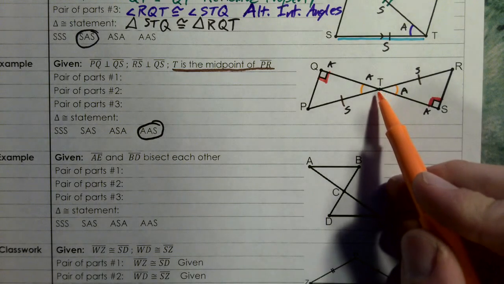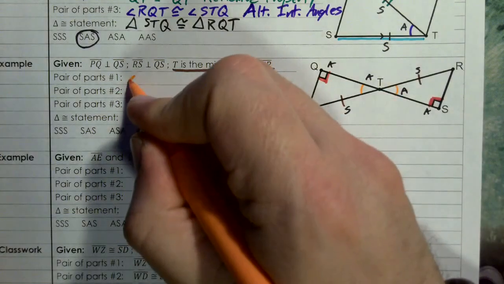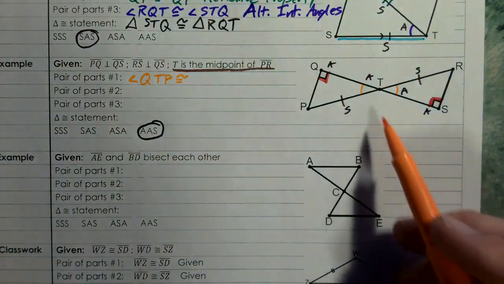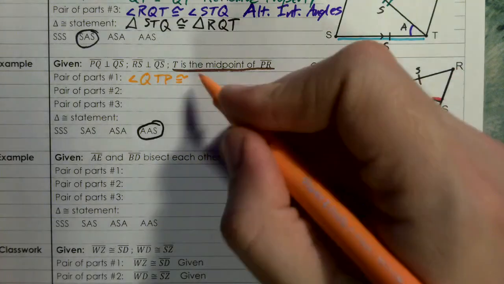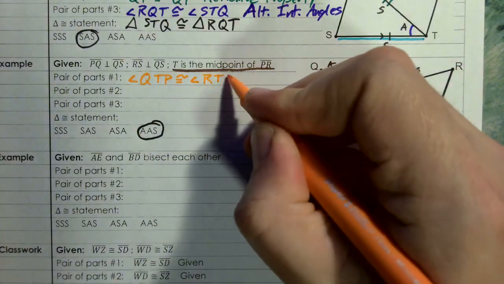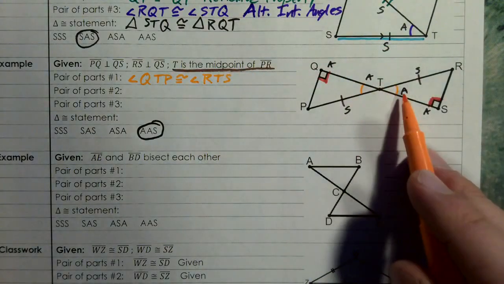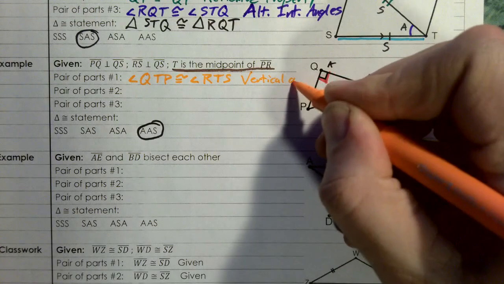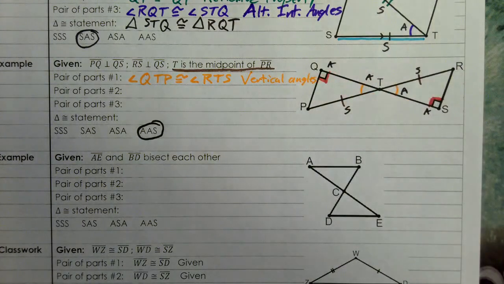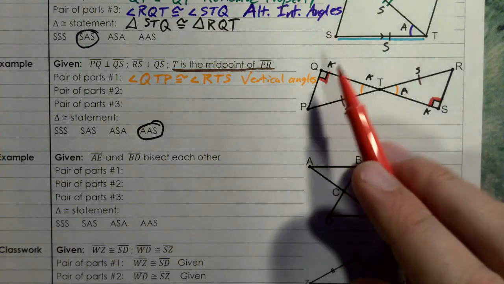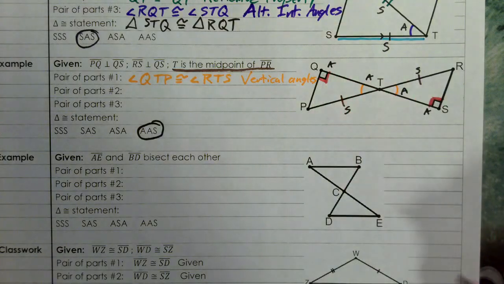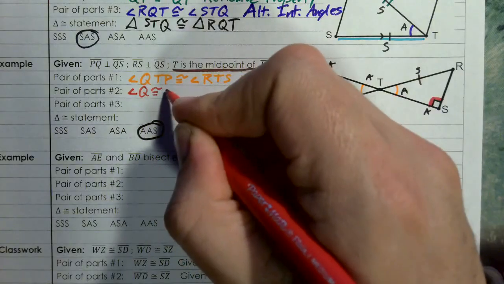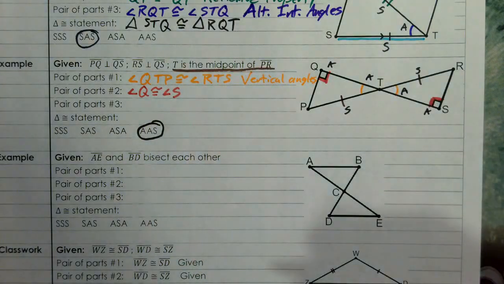So I've got this angle right here. So that's QTP. That's got to be congruent to this angle over here, RTS. And we were able to say that these two are congruent because they are vertical angles. Then we were able to say that angle Q and angle S are congruent to each other because they're right angles. So angle Q is congruent to angle S because all right angles are congruent.